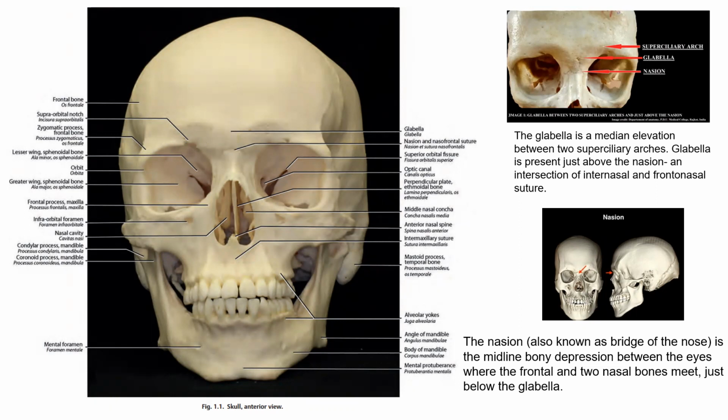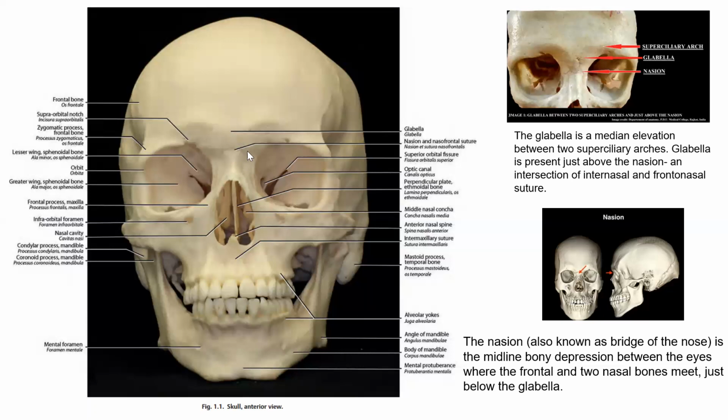And it is a midline bony depression between, you can see over here, I have added a special picture. It is a midline bony depression between both of your eyes, where the frontal and the two nasal bones meet below the glabella. These are the two nasal bones. You can see they have combined in the middle, and this is the nasion and the nasofrontal suture over here.